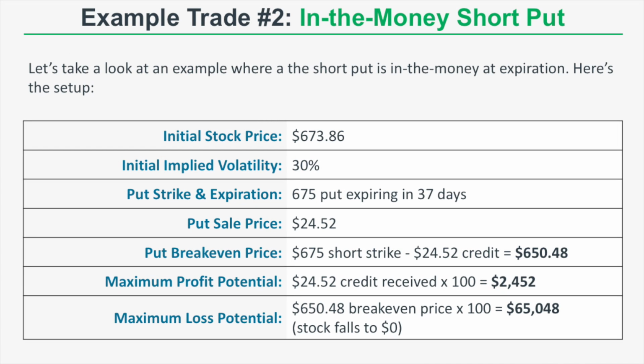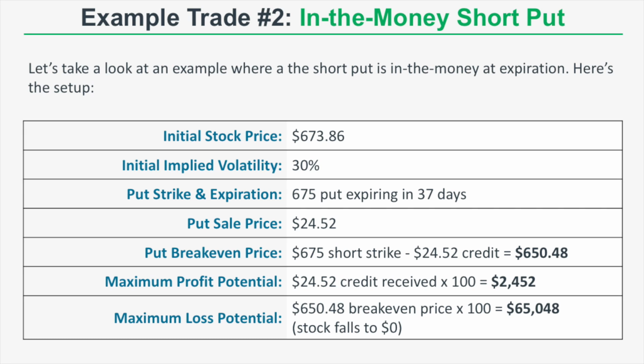All right, let's get into example trade number 2. So this time we're going to look at an example where the short put is in the money at expiration. So here's the setup. The initial stock price is $673.86. Initial implied volatility is 30%. And we're going to sell the 675 put expiring in 37 days.